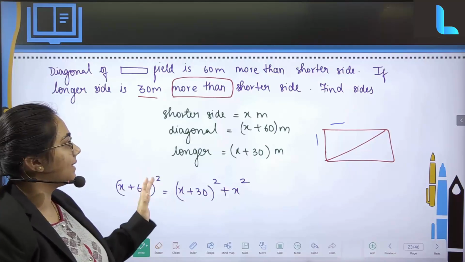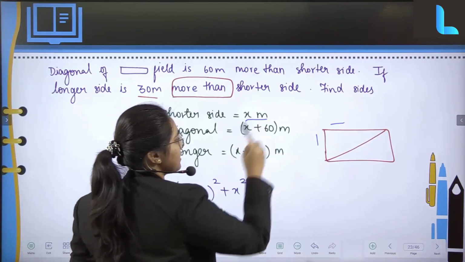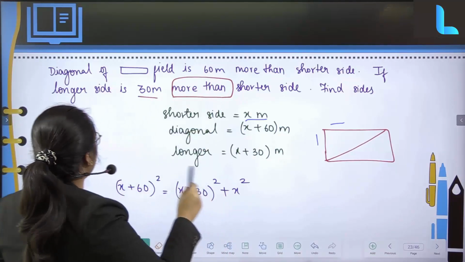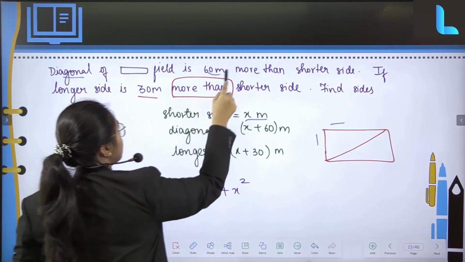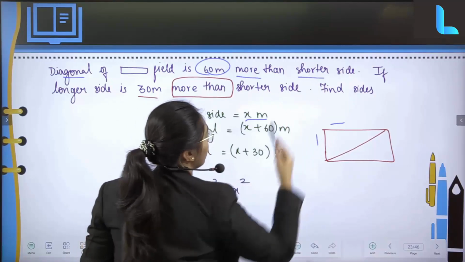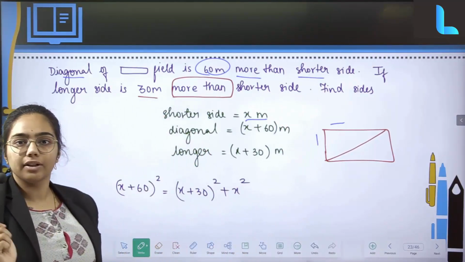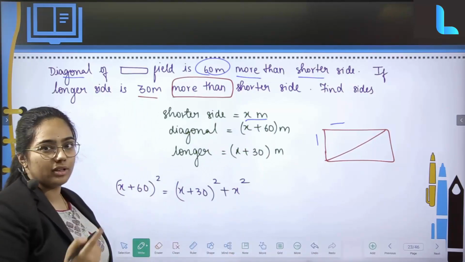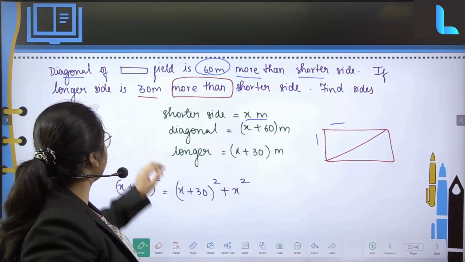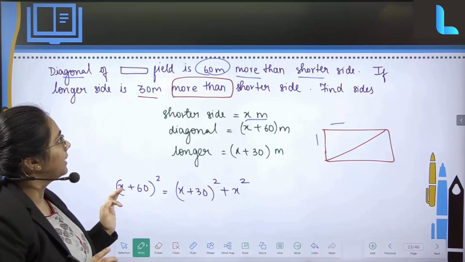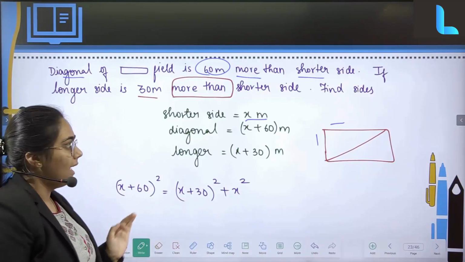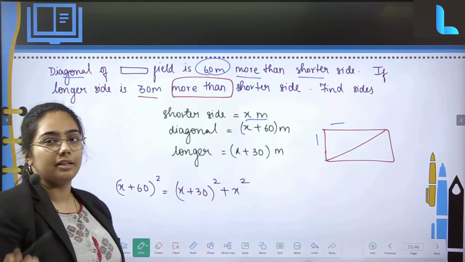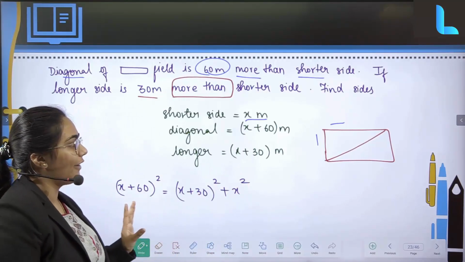So first and foremost, let's consider the shorter side as x meter. And they have said that the diagonal is 60 meter more than the shorter side. First we consider shorter side to be x, so now my diagonal is going to be x plus 60. Similarly, they have said that the longer side is 30 meters more than the shorter side. Again, shorter side as x, so it is going to be x plus 30. So you have to find it.